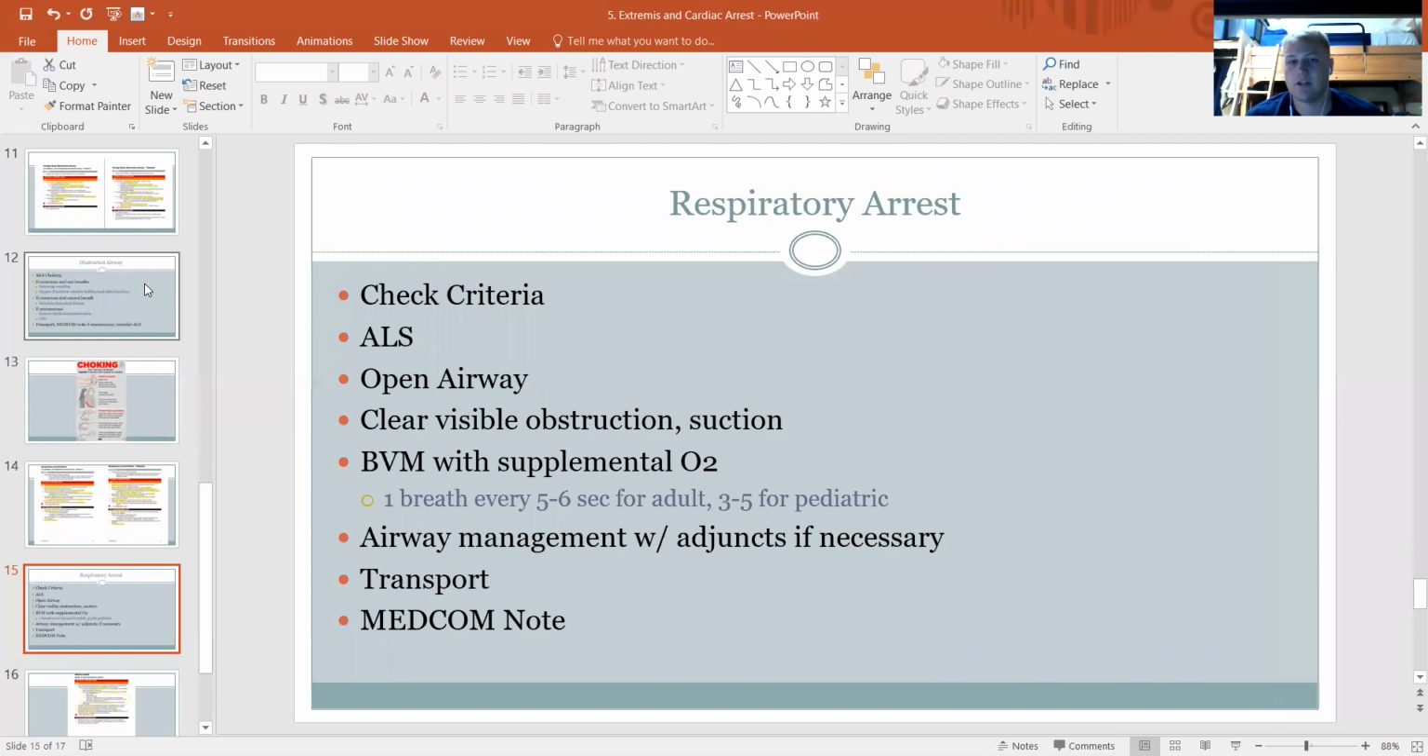So again, review for respiratory arrest and check your criteria. So cyanosis, retractions, accessory muscle use, AMS, less than 10 breaths per minute, signs of poor perfusion. Request ALS, open the airway, head tilt, chin lift, suction, remove any visible objects, use an airway adjunct if necessary to make sure the airway will stay open. And provide ventilations using a bag valve mask connected to supplemental oxygen. So 1 breath every 5 to 6 seconds for adults, 1 breath every 3 to 5 seconds for pediatric patients. Airway management with airway adjuncts is necessary, rapid transport, and MedCom note.